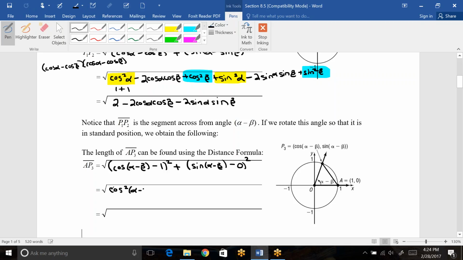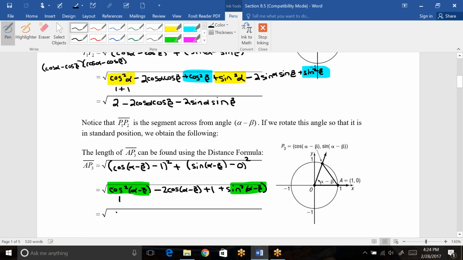Okay, so for this one we have to FOIL it out again, so that would be cosine squared of alpha minus beta. This would be minus 1 cosine of alpha minus beta, minus another 1 cosine of alpha minus beta, so minus 2 cosine of alpha minus beta. And then negative 1 times negative 1 would be positive 1, and this is just going to be the sine of that, so it's going to be sine squared of alpha minus beta. Again, we get the Pythagorean identity because of the cosine squared and the sine squared, so that makes another 1.